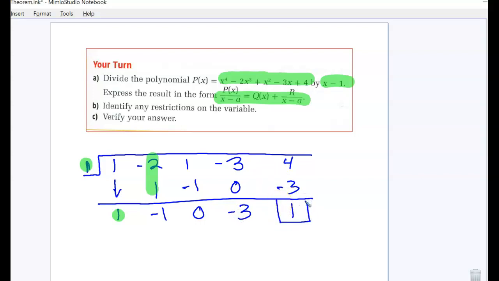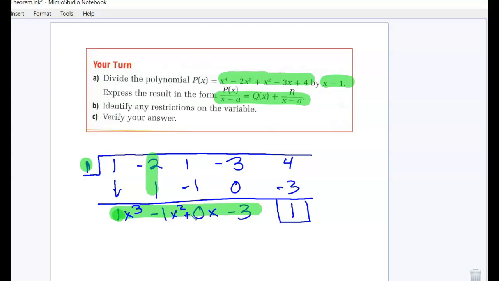So this guy right here is going to be my remainder. And these are going to be the coefficients of my quotient. And it's going to start with 1 power less than my original polynomial. So since I started with an x to the 4th, this guy here is going to be an x cubed. This would be an x squared. This would be x, and there would be my constant. And I'm just going to put a plus in there for the 0. So there's going to be my answer.